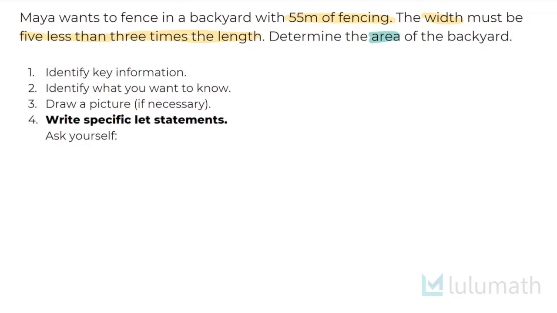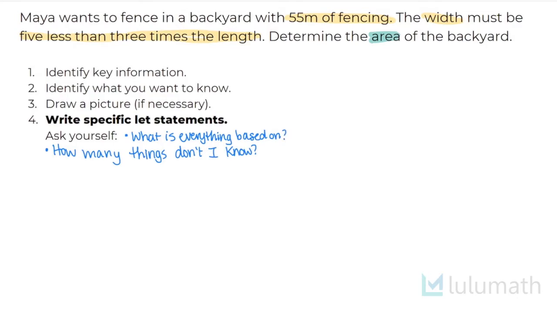I'm going to write my specific let statements as I draw my picture. These two go hand in hand, and as we do this, we always want to ask ourselves two questions. How many things don't I know? And what is everything based on? So let's draw a picture of what's going on here. We have our house and we have our backyard, and it's going to get fenced in. And we know that the width must be 5 less than 3 times the length.